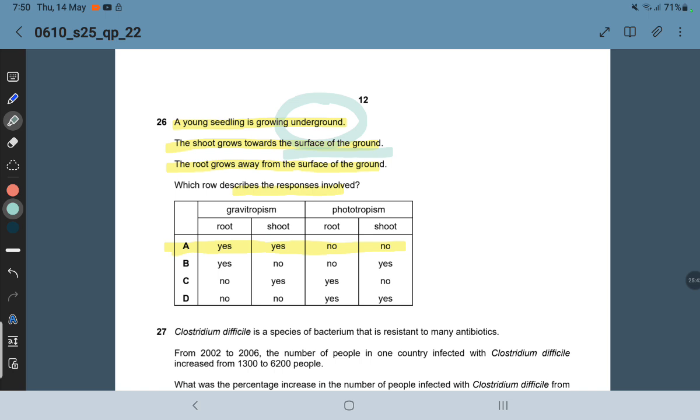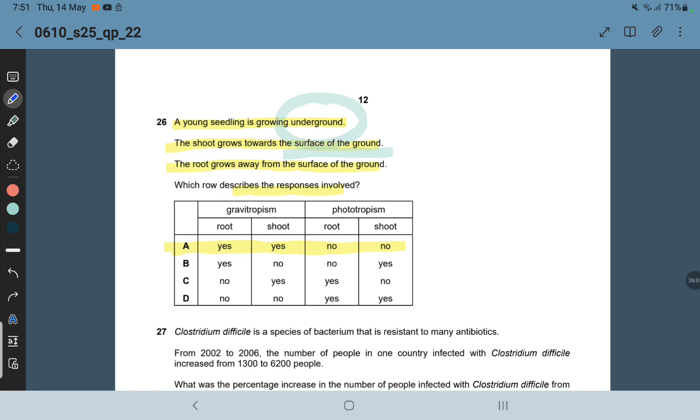is following gravitropism. And phototropism, of course, no one of them follows phototropism, because if the shoot followed phototropism, it would grow away from the surface of the ground. But in that case, of course, I cannot say this. In that case, the shoot here, let me draw it for you.